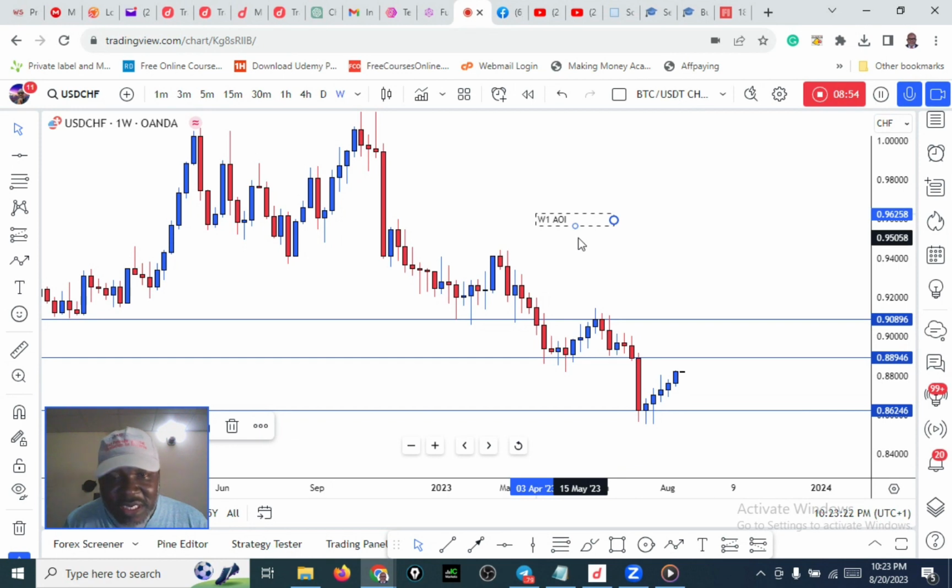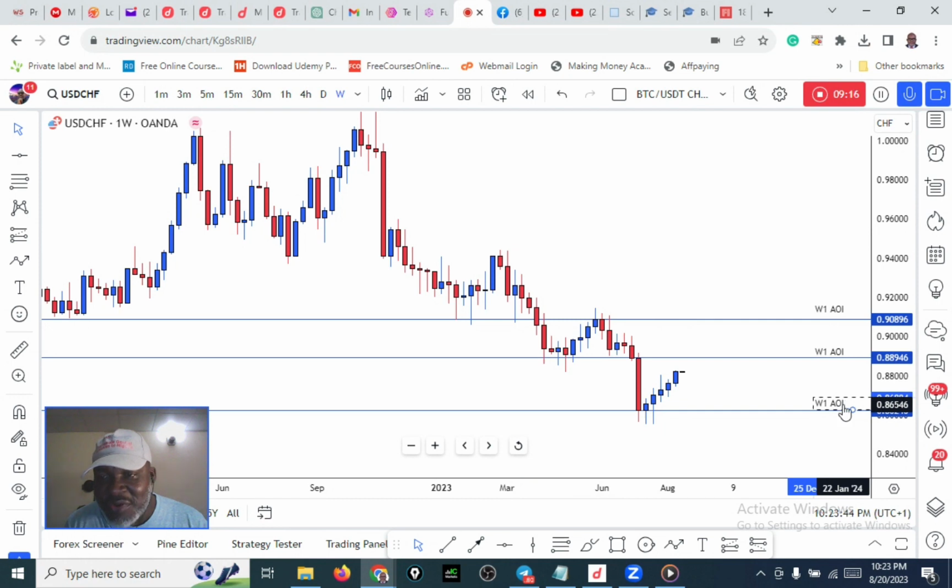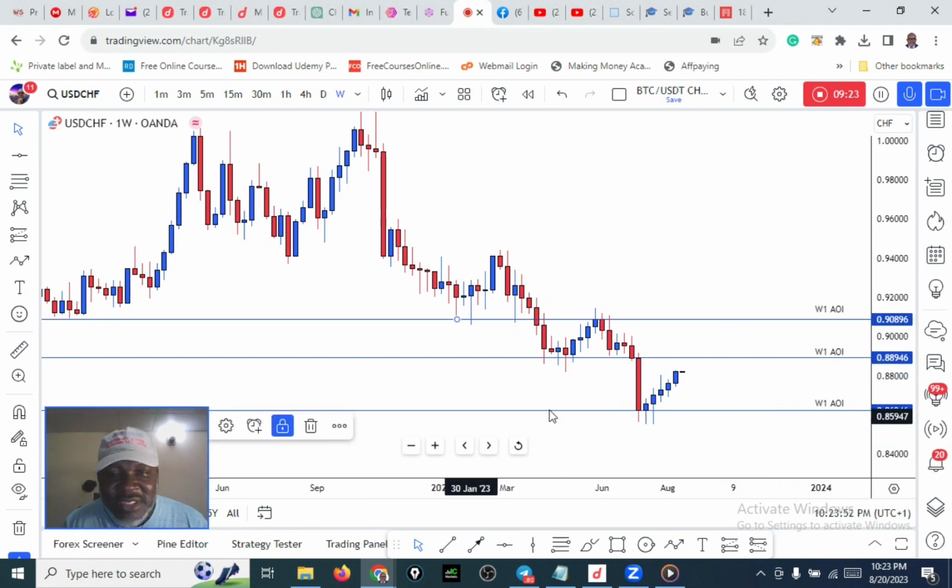So let's duplicate this. Duplicate it again. So we can now bring it here, our W1 area of interest. This is our area of interest. So when I say area of interest, that's where we'll place our eyes. When price comes to that area, we'll begin to look for price action pattern, candlestick pattern to confirm our trade. So we can lock up this level, and lock up this level. All right, so these are our weekly levels.